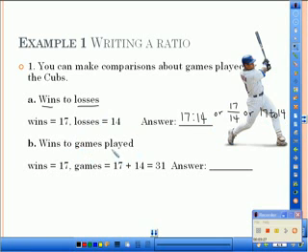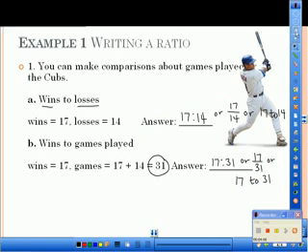Next, we're going to do the wins to the total games played. Our wins are 17 and the total games played are 17 plus the 14 losses, so that's a total of 31. We're going to write 17, that's the number of games that were won, compared to the total, which is 31. As a fraction, we would write 17 to 31, and finally using words, 17 to 31.